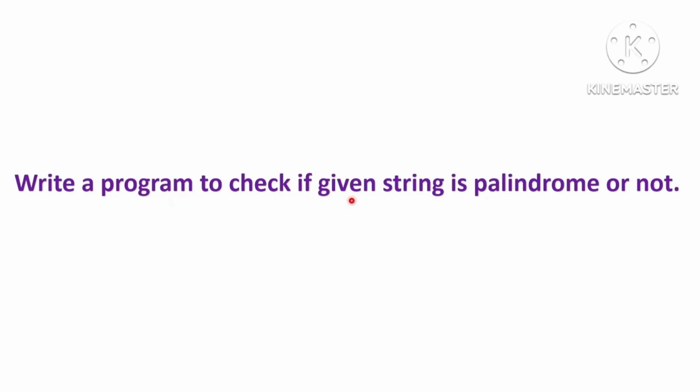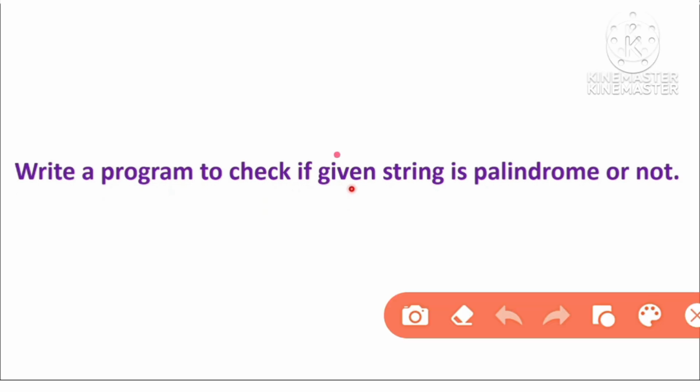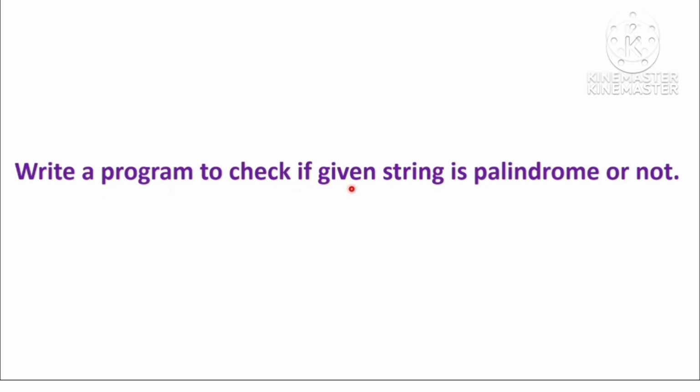Here we are going to see whether the given string is a palindrome or not. If the string is a palindrome, then the message "the given string is palindrome" should be printed, else the message "string is not palindrome" should be printed.